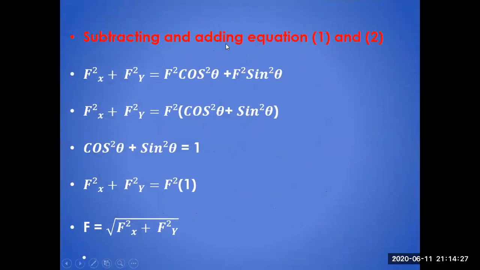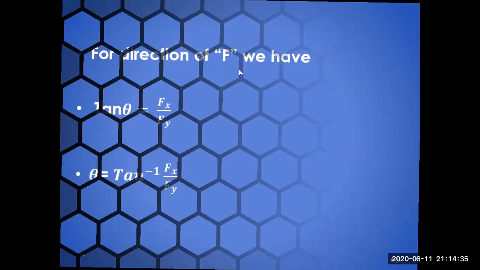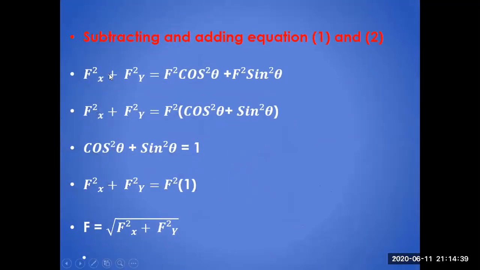So here it is. Subtracting, and if you are asked to find out the magnitudes of these two forces, then this is the formula used to calculate: Fx square plus Fy square is equal to F square cos square theta plus F square sin square theta. You will take the common from this trigonometric ratio, and you will be getting cos square theta plus sin square theta, then it is 1.